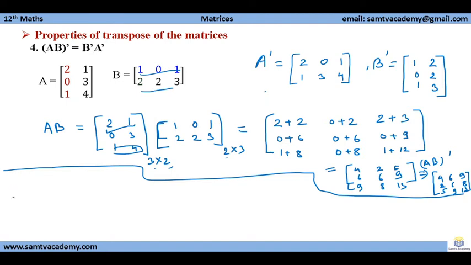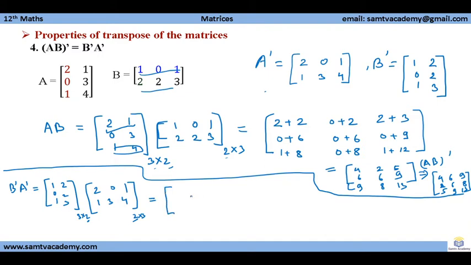Now let's find out B transpose A transpose. We will write B transpose as 1, 0, 1, 2, 2, 3. Next, A transpose is 2, 0, 1, 1, 3, 4. First we will check: this is a 3 by 2 matrix, and this is a 2 by 3 matrix. This is also defined because column is equal to row. So it is defined.